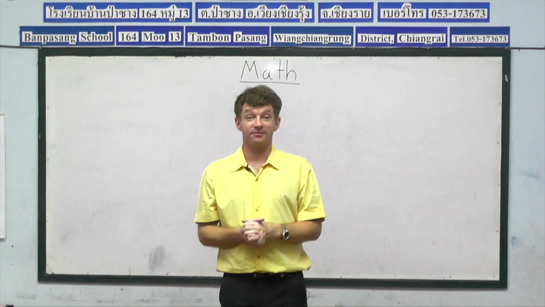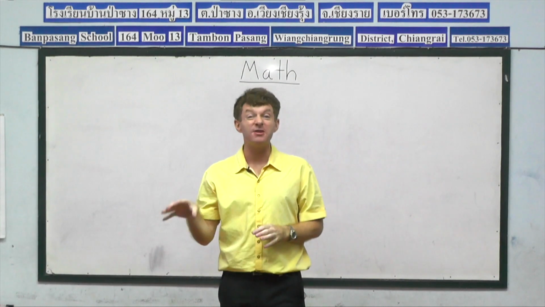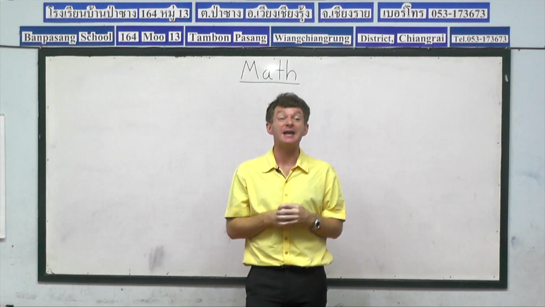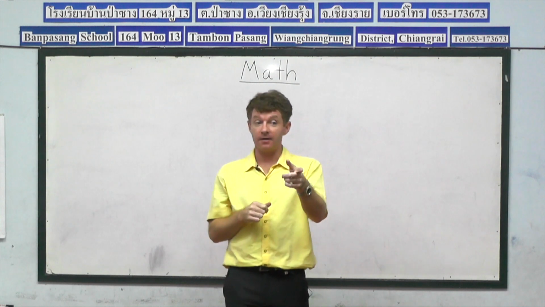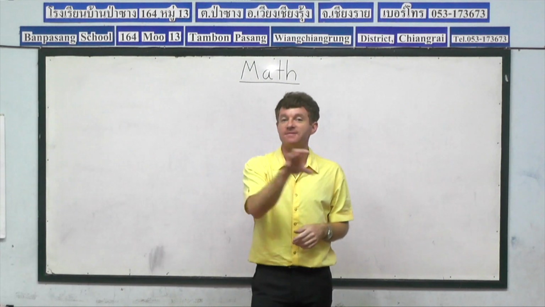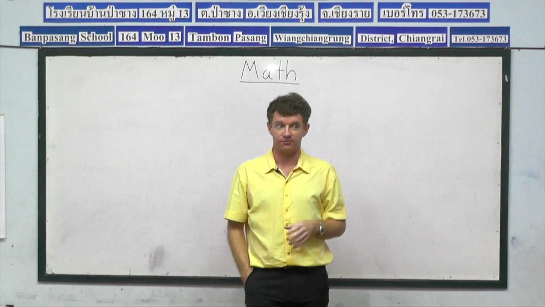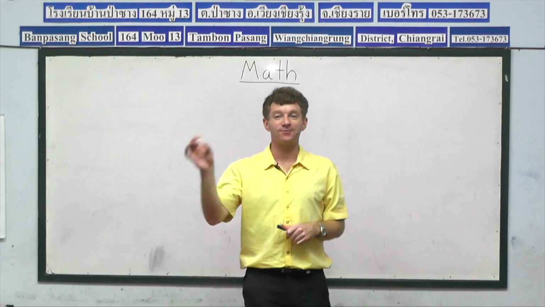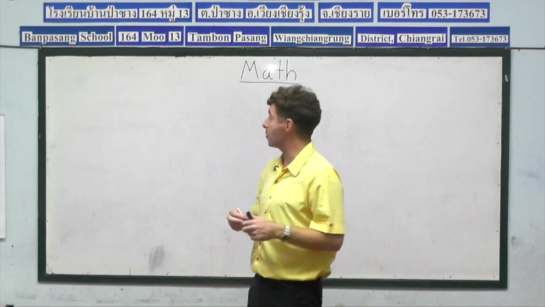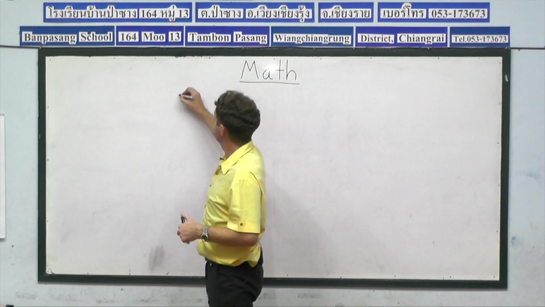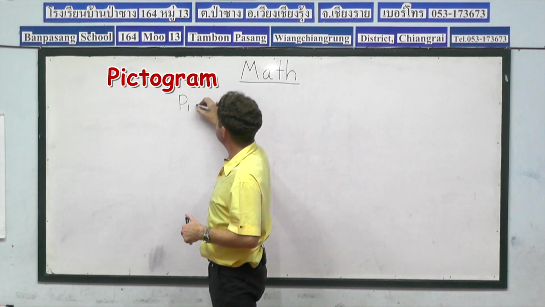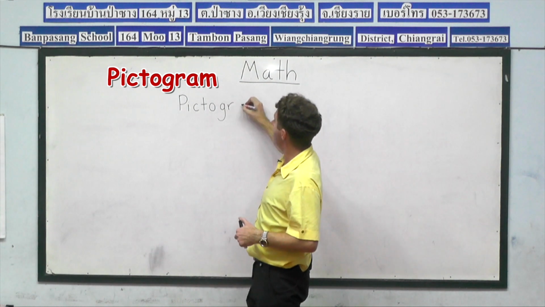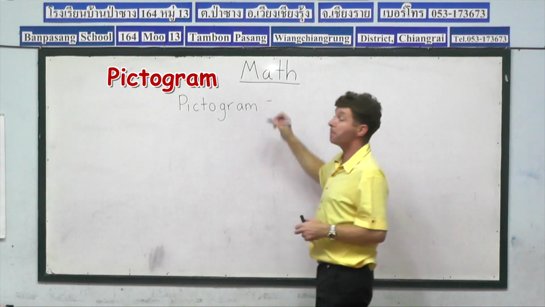And in the previous lesson, we began to learn how to present data using a specific type of graph. Does anybody remember what? Yes, data. And what do we call it when we present data using pictures? Anybody remember, guys? Pictogram. Excellent. So let's spell that word together. Pictogram. P-I-C-T-O-G-R-A-M. Pictogram.